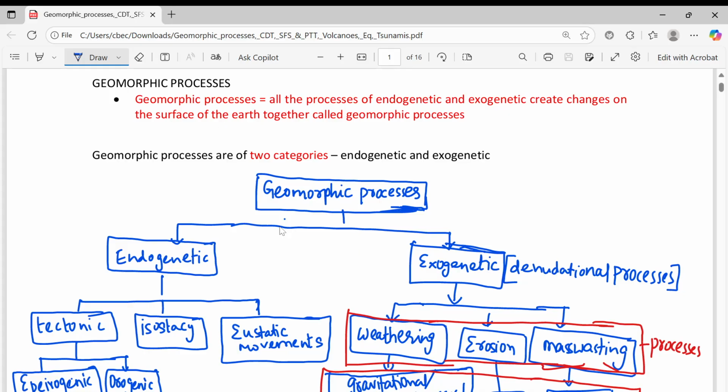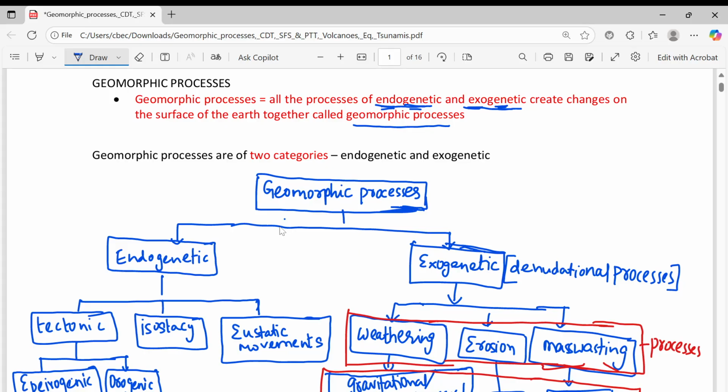exogenetic. Endogenetic means below the surface, that is within the earth. Exogenetic means on the surface of the earth. Endo means in, genetic means origin, origin below the earth. Exo means out, exogenetic, origin on the surface of the earth. These two processes together we call geomorphic process.